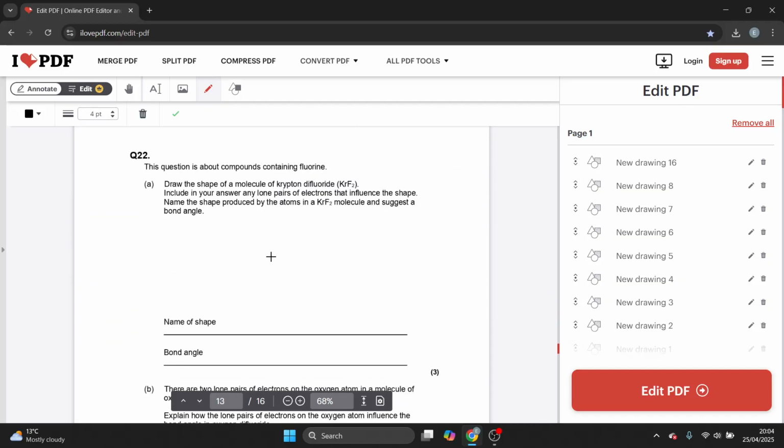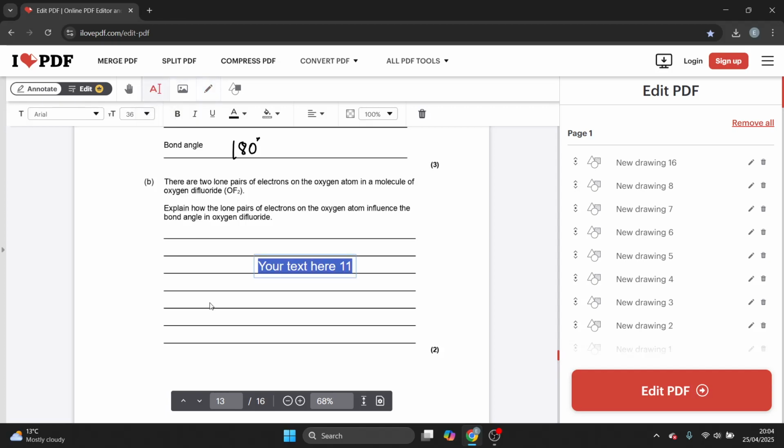Question 22, draw the shape of krypton difluoride. Krypton difluoride, so two fluorine atoms, and it's also going to have three lone pairs of electrons. The name of the shape is linear. The bond angle is 180 degrees.